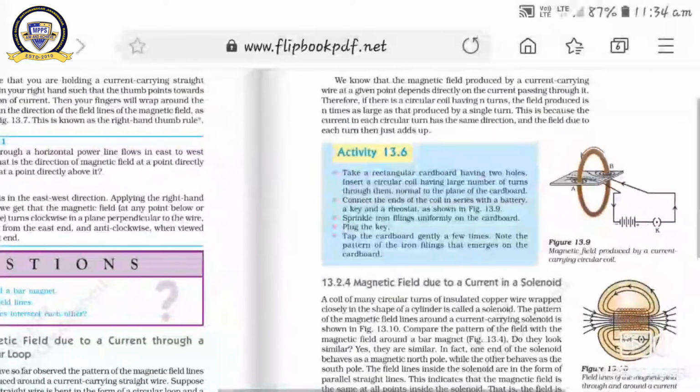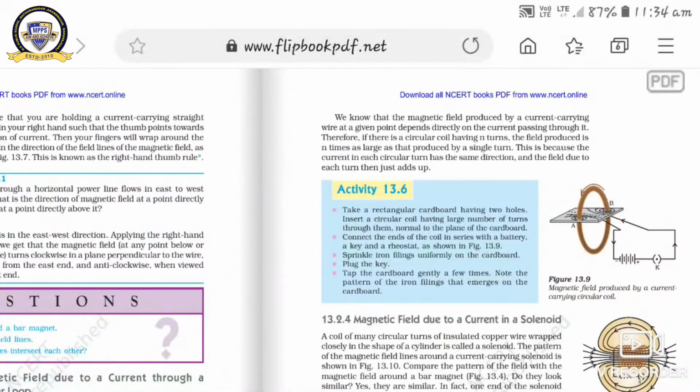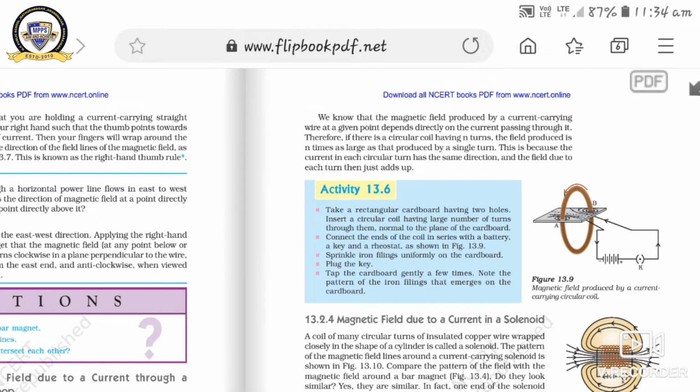Now we know that the magnetic field produced by a current carrying wire at a given point depends directly on the current passing through it. It means if you increase the intensity of the current, the magnetic field also increases. Therefore, if there is a circular coil having n turns, the field produced is n times as large as that produced by a single turn. It means if you increase the number of turns in the coil, the magnetic field also increases.